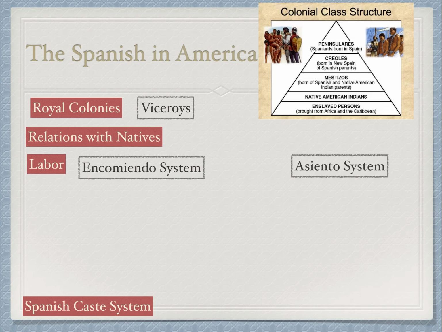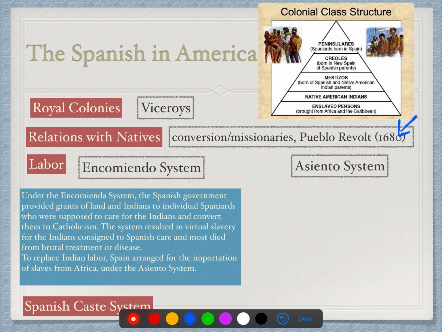Under the encomienda system, the Spanish government provided grants of land and Native Americans to individual Spaniards who were supposed to care for the Indians and convert them to Catholicism. The system resulted in virtual slavery for the Indians consigned to Spanish care, and most died from brutal treatment or disease. So essentially, this is forced labor under the guise of "this is best for you because it's going to make you Catholic," or Christian in general.